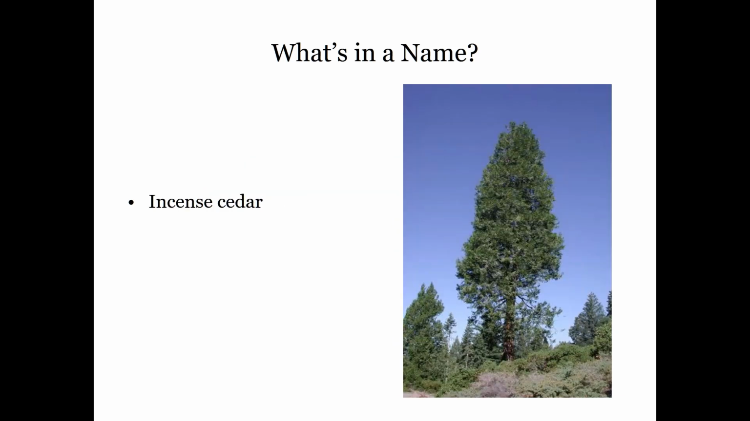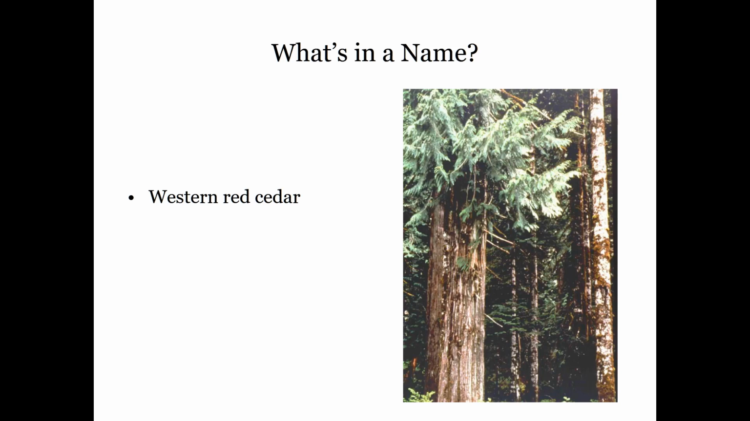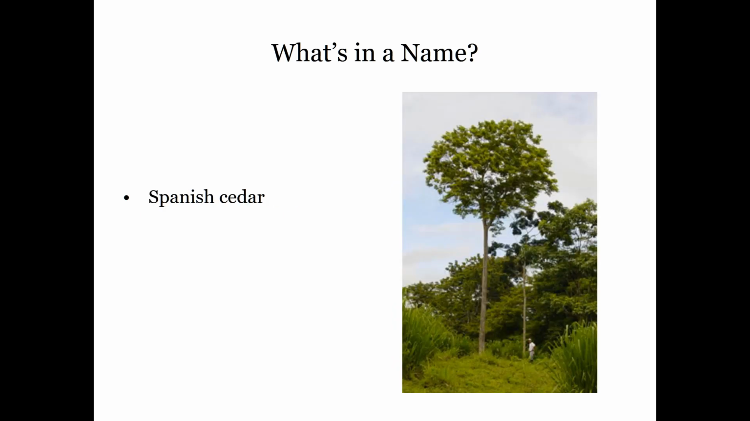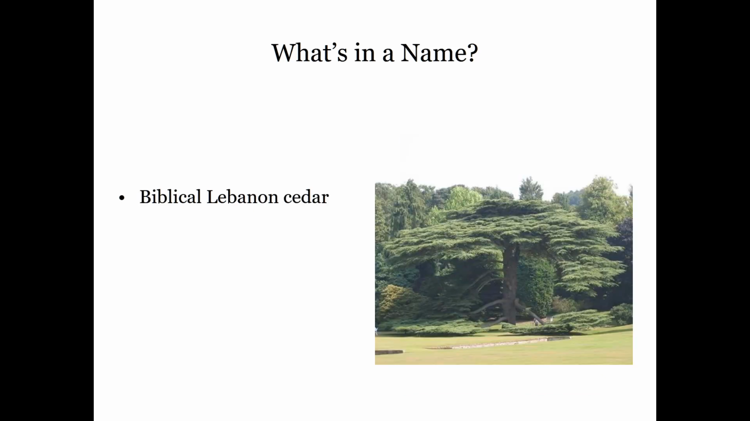There's another plant called incense cedar, which grows in a very different region of the world, yet still called cedar. And then there's western red cedar, which are some of these enormous, enormous trees that occur in the Pacific Northwest, also called cedar. There's Atlantic white cedar, which grows in more northern hemispheres along the east coast. And then there's things called Spanish cedar. So we have a bunch of different things called cedar. They all go by a similar common name. There's the cedars of Lebanon that were featured in the Bible.